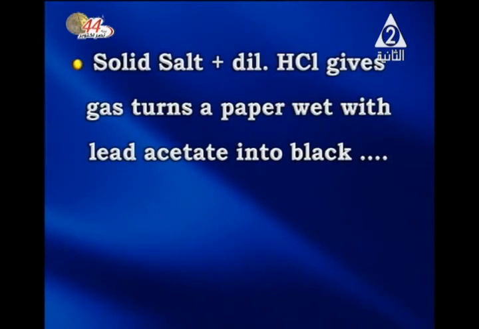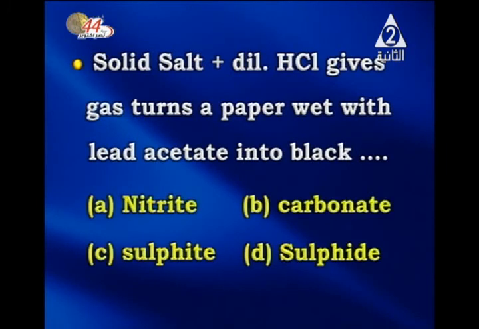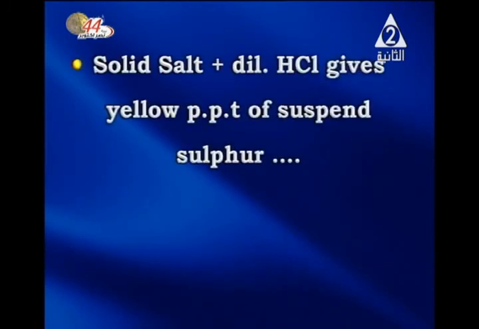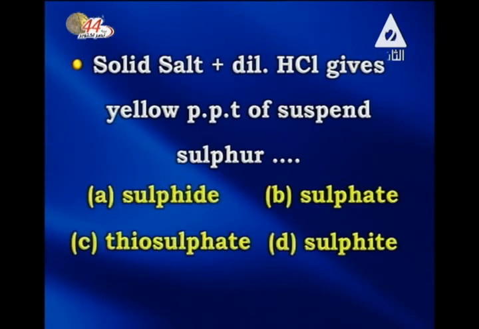Next point. The solid salt plus dilute hydrochloric acid gives a gas that turns paper wet with lead acetate black. Is it nitrite, carbonate, sulfite or sulfide? If you think about it, yes, the answer will be sulfide. Next point. Solid salt plus dilute hydrochloric acid gives a yellow precipitate of suspended sulfur. Is it sulfide, sulfate, thiosulfate or sulfite? Yes, the answer will be thiosulfate.